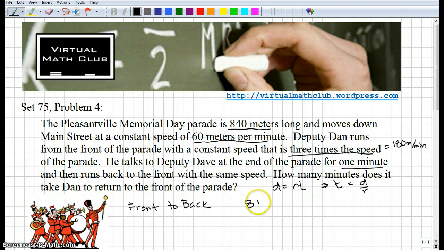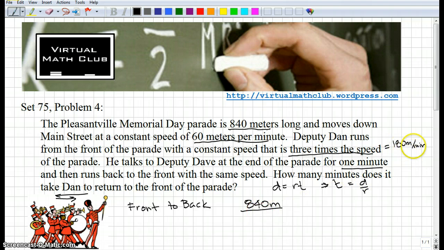So Dan's going to run 840 meters. Oops, 840 meters. Forgot my 0. Okay, he's going to go 840 meters. He's going from the front to the back of the parade. So the parade is going to look like it's going past him faster than if he was standing still, because the parade's going this way, and he's running from the front to the back, so Dan's going this way.